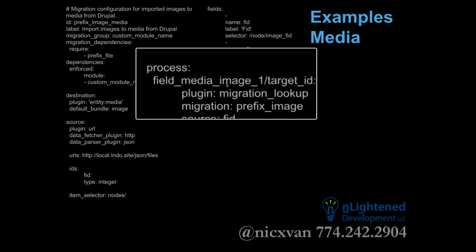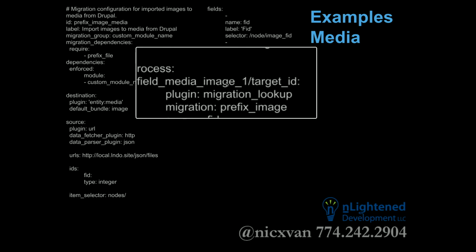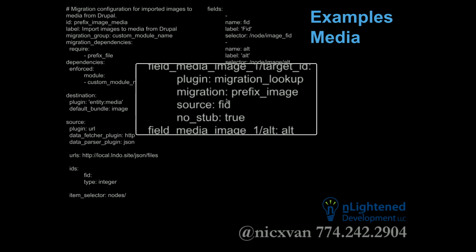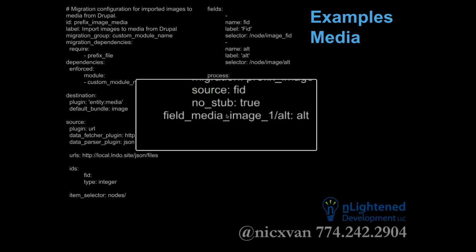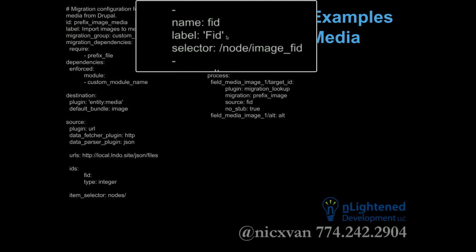So what this is doing is saying, hey, this media entity has a field media image _1, and we want the target ID on that field to be set to whatever value this FID was from migration prefix image. And then this is just saying the alt text on that. So it's a separate column, but it's a value that alt is coming from up here, and the FID is coming from here.